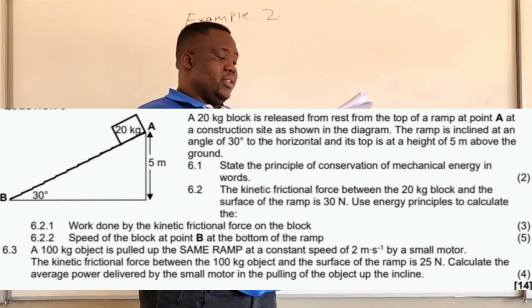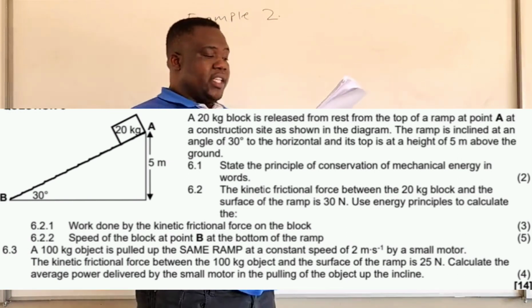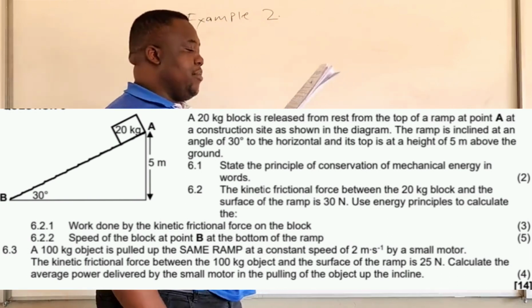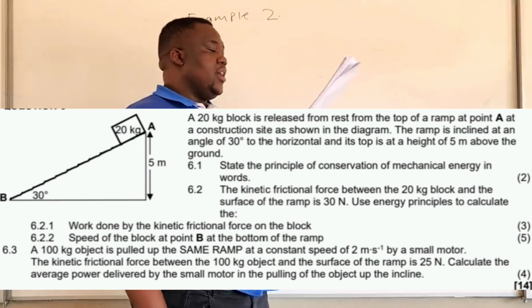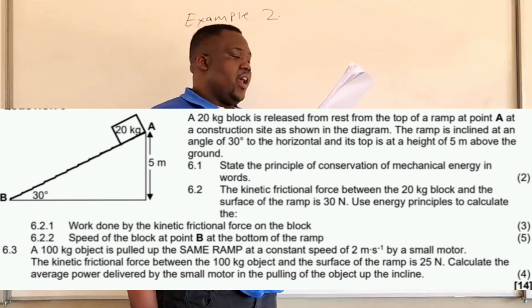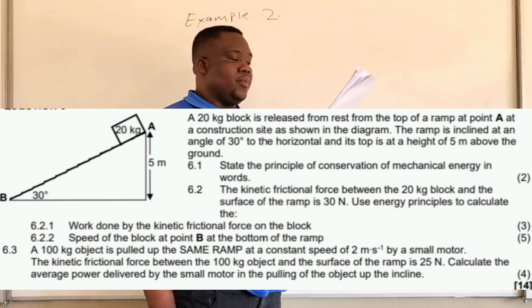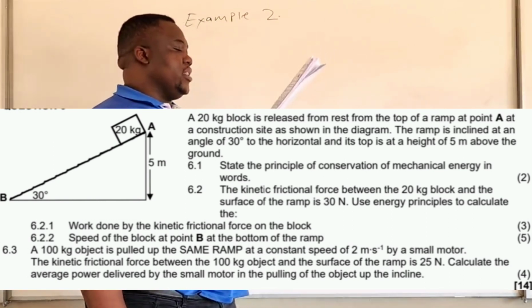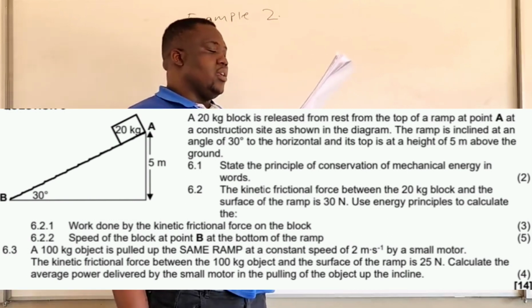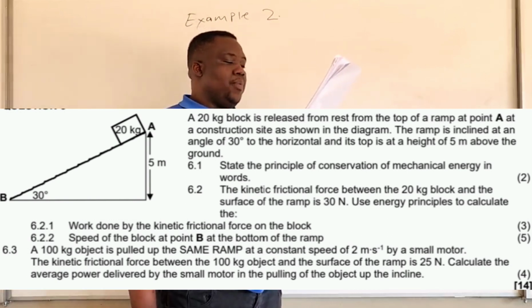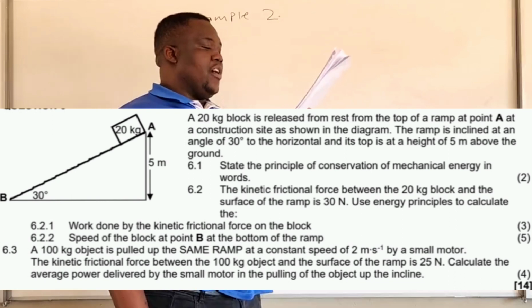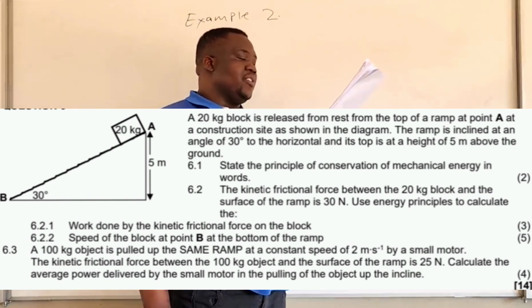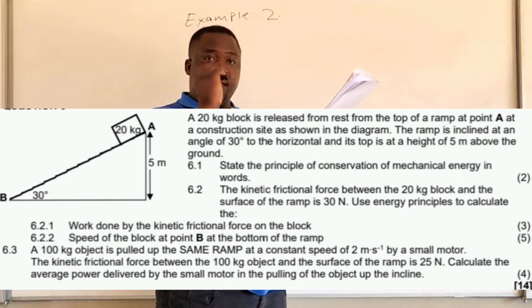The question says that a 10 kg block is released from rest from the top of a ramp at point A at a construction site as shown in the diagram. The ramp is inclined at an angle of 80 degrees to the horizontal, and its top is at a height of 5 meters above the ground. State the principle of conservation of mechanical energy in words.